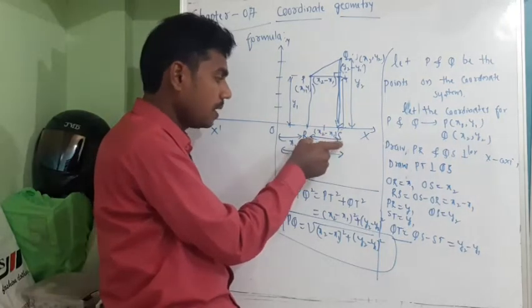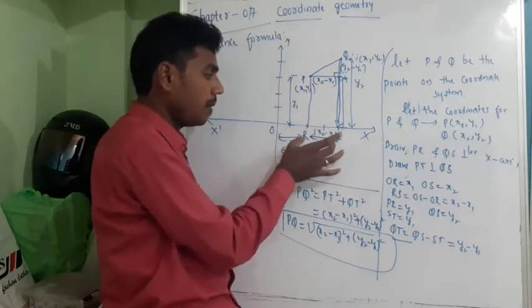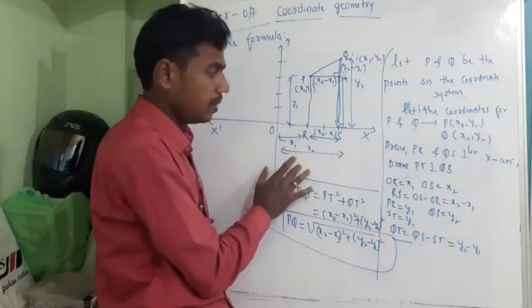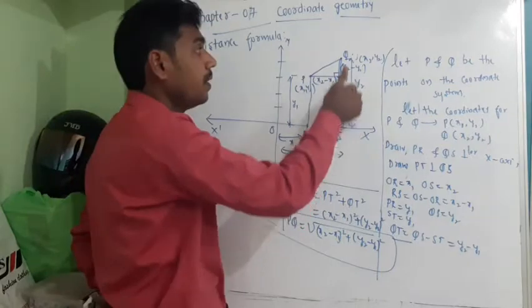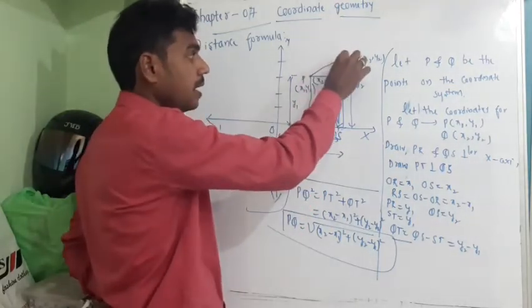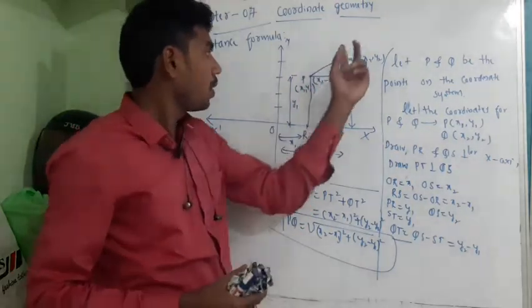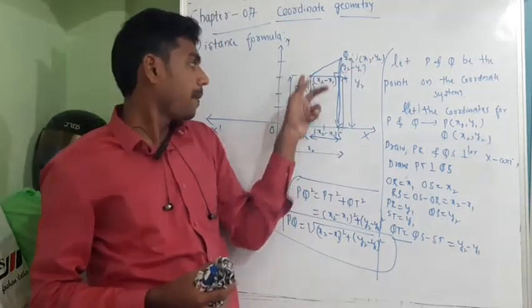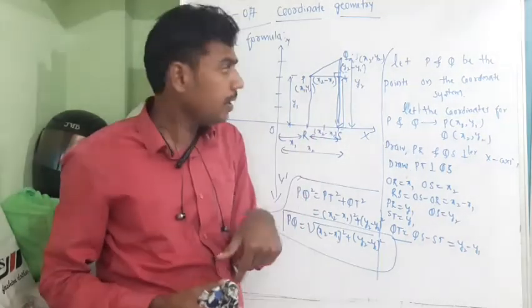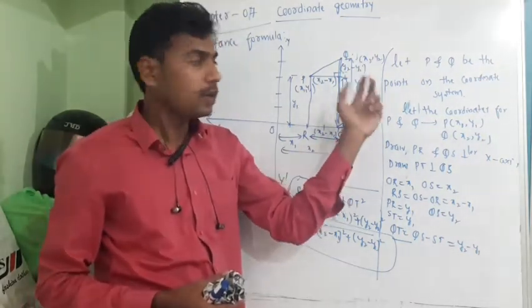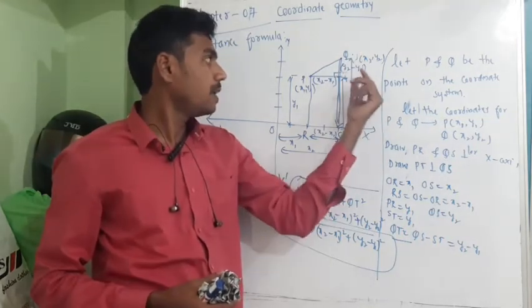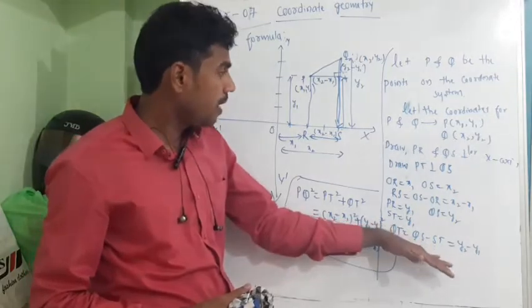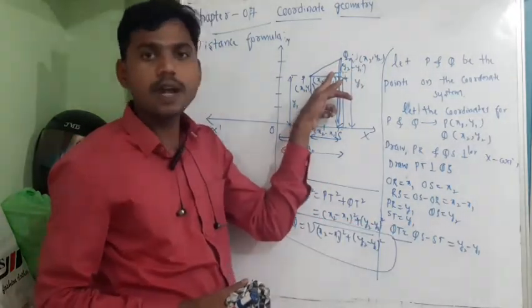To find RS, we get OS minus OR equal to RS. OS is equal to x2, OR is equal to x1. Similarly, to find QT, QS minus ST will give you QT. For that, PR is equal to ST is equal to y1 and QS is equal to y2. So QS minus ST, that is y2 minus y1, is equal to QT. Understood? So this angle will be equal to 90 degrees.